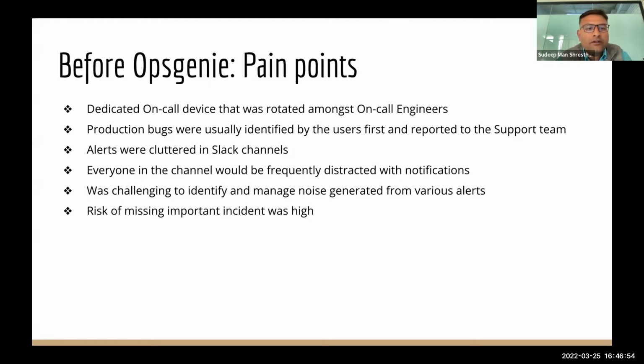Also, the alerts were very much cluttered in Slack channels. Everyone in the channel would be frequently distracted with lots of notifications. So we had a dedicated production support channel, and if there was any incident, all of the members would be notified and distracted from their work. It was also challenging to identify and manage noise generated from various alerts. And like I mentioned earlier, the risk of missing very important incidents was very high.